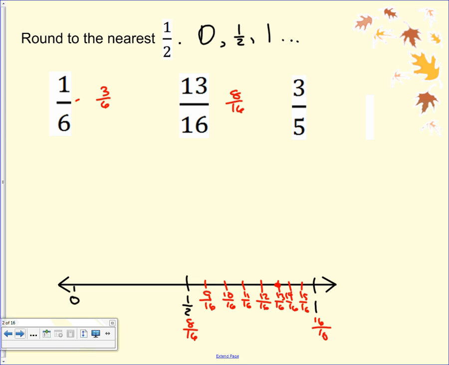So it would be 1, 2, 3 jumps to go to 1. It'd be 1, 2, 3, 4, 5 jumps to go this way. So is it closer to 1 whole or 1/2? 1 whole, because it's only 3 jumps there.